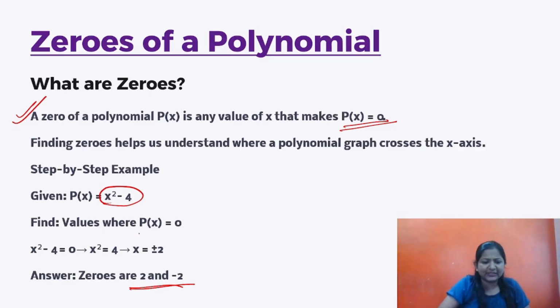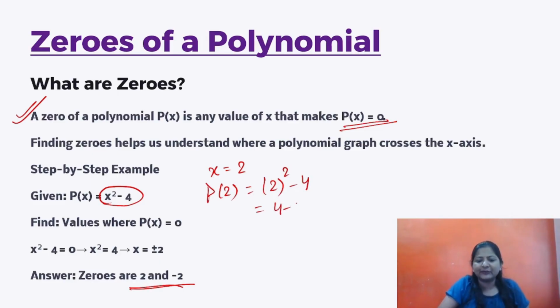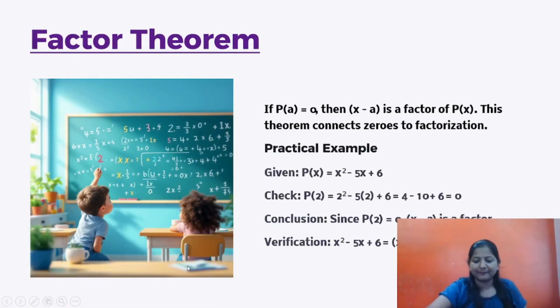Let's look at this. Suppose I put x equal to 2 over here. What will you get? When you put 2 square minus 4, you get 4 minus 4, which becomes 0. Understood? It means that 2 is one of the zeros. In the same way, x equal to minus 2 is also one of the zeros of this polynomial. So we have discussed various things.